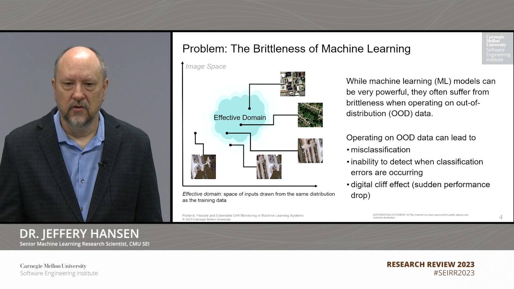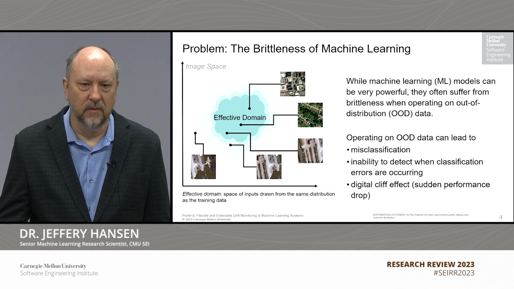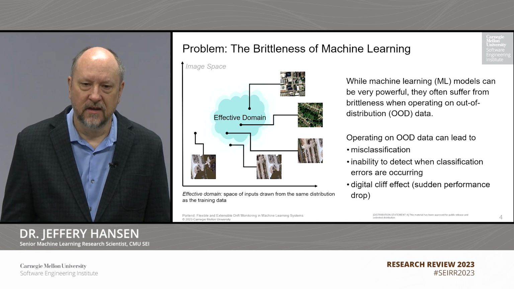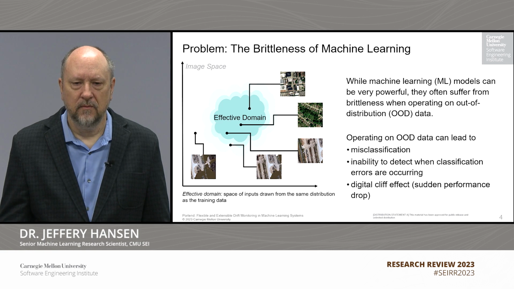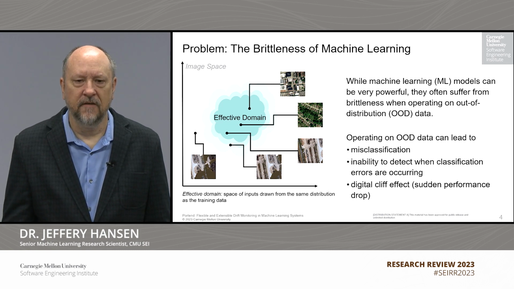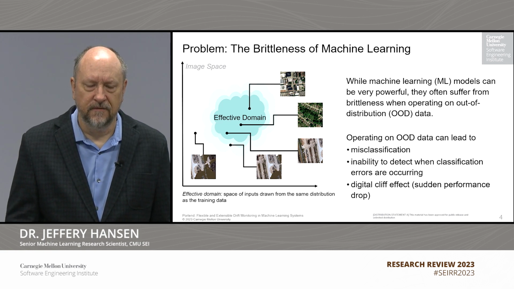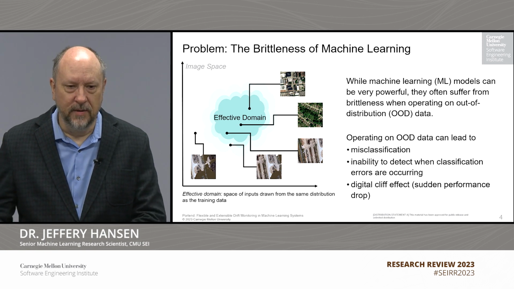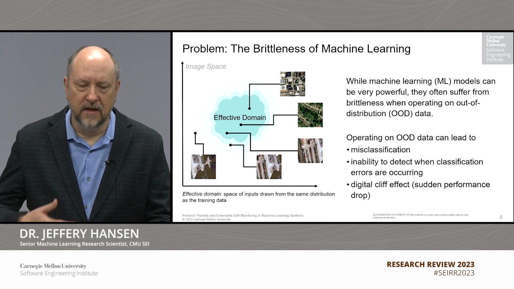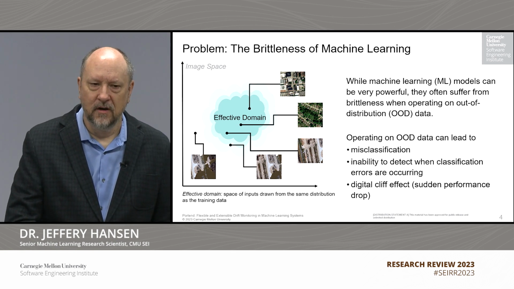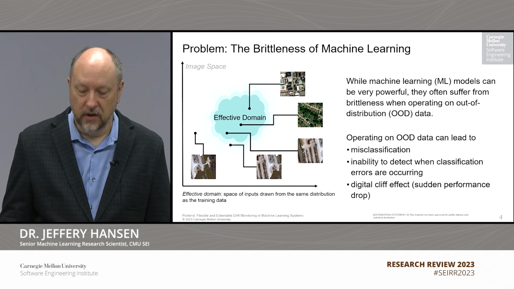This can lead to misclassification. The model is going to tell us incorrect answers. It's going to be unable to tell when it's doing these misclassifications, and often there's what we call a digital cliff effect, where a little bit of drift is okay, the model still performs, but then at some point there's a sudden drop off where suddenly we're in an area where we're not okay at all.